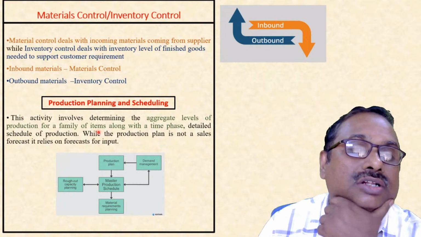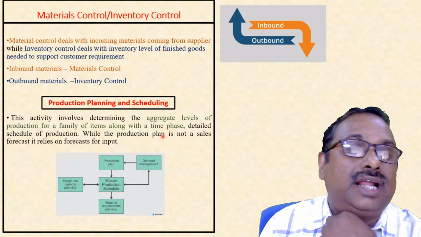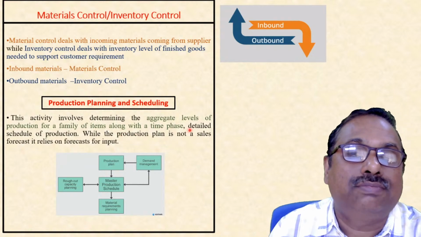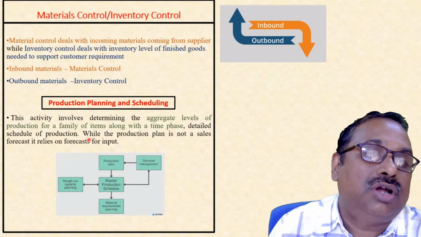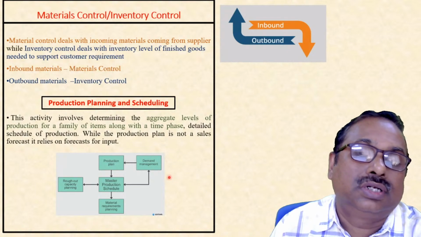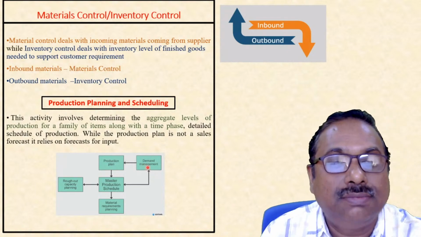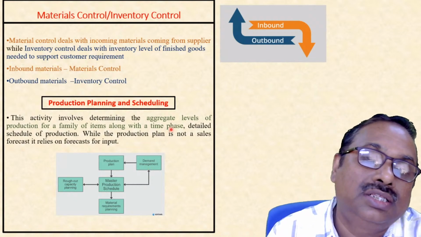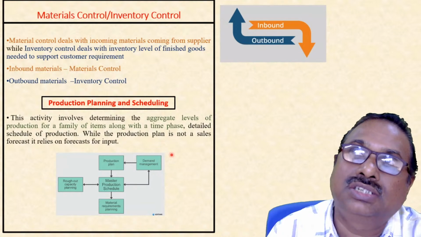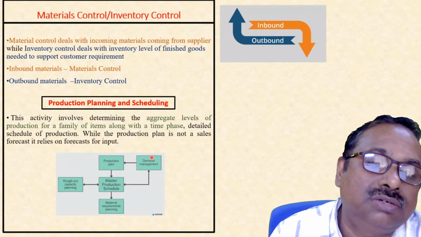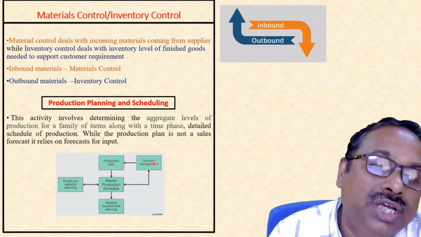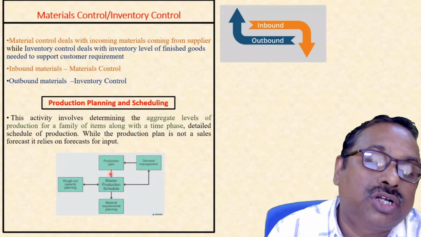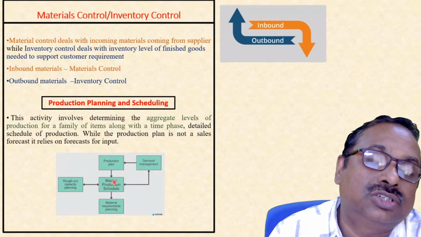The activity involves determining the aggregate levels of production for a family of items along with a time phase. Detailed schedule of production. See here, this is demand management. Suppose they forecast, this is the demand. The actual demand is this, anticipated demand is this, so this is demand management. So here it goes for a production plan. So production plans, here master production schedule.